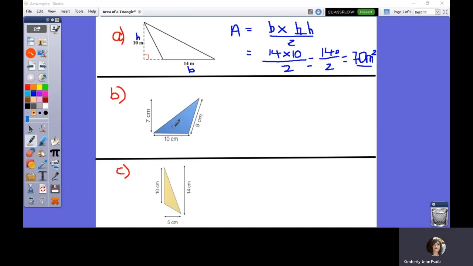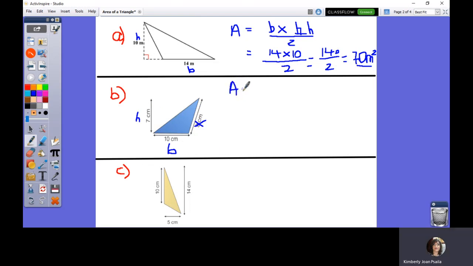So let's work out the second example. Let us first identify its base and its perpendicular height. 10 here is the base of our triangle. Now, which is the perpendicular height? Is it the 7 or the 9? The 9 here, you can cross it out because it is the slanting height of the triangle. So here the 7 is representing the perpendicular height of the triangle.